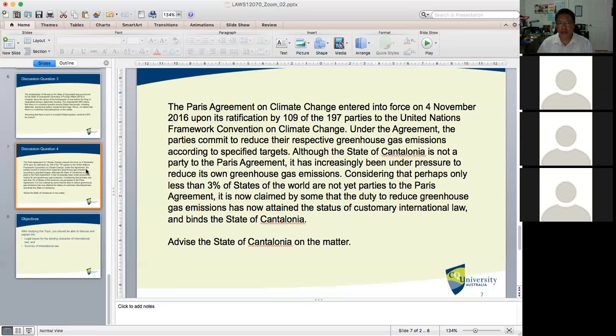Considering that perhaps only less than 3% of the states of the world are not yet parties to the Paris Agreement, it is now claimed by some that the duty to reduce greenhouse gas emissions has now attained the status of customary international law and binds the state of Catalonia. Advise the state of Catalonia on the matter. And you will notice this question is kind of related to question 2, I think. Yeah, question 2. What do you think? Advise the state of Catalonia on the matter. Volunteers?